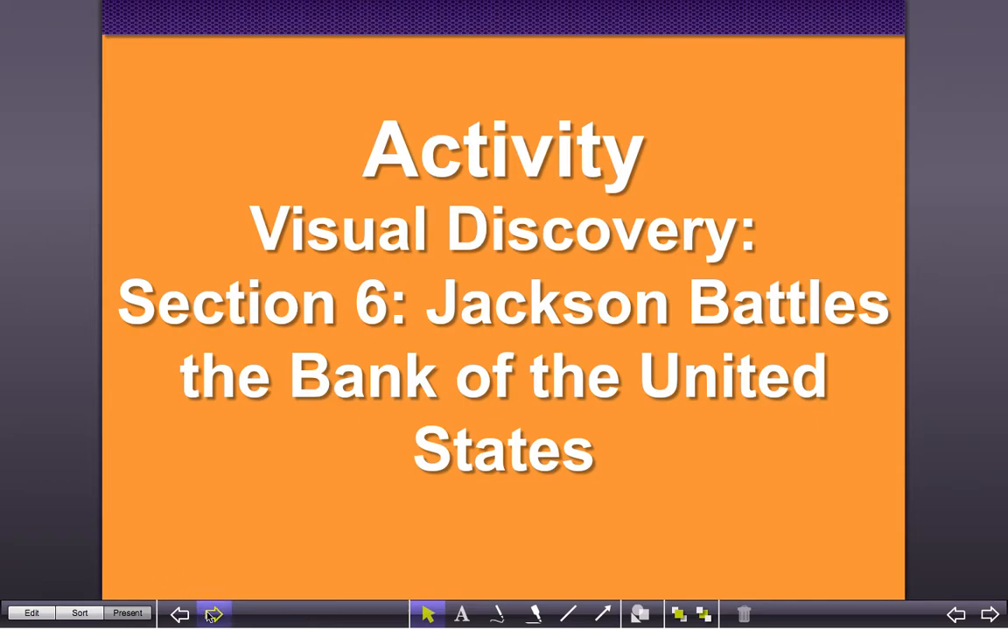All right, welcome back. This is section 6 of chapter 14. We're going to do our visual discovery activity here and talk about a couple of things. We're going to be looking at another primary source in the form of a political cartoon. This section has to do with Jackson and the Battle of the Bank of the United States. So we got Jackson battles the Bank of the United States. Let's look at it and see what we think, get some perspective here.